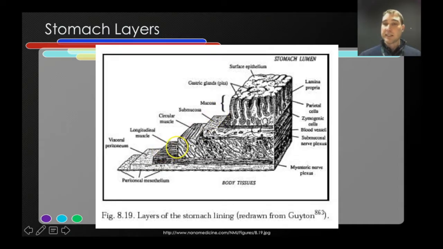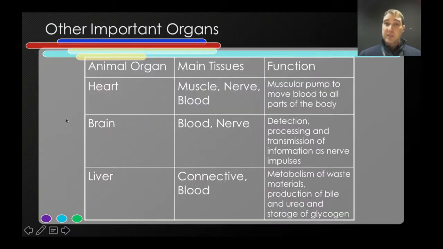So we have multiple layers of different types of cells, and those cells are joined together to make different types of tissue. So the stomach is a good example of an organ that's made up of a variety of types of cells, and therefore a variety of tissues. So here are some examples of organs found in animals.